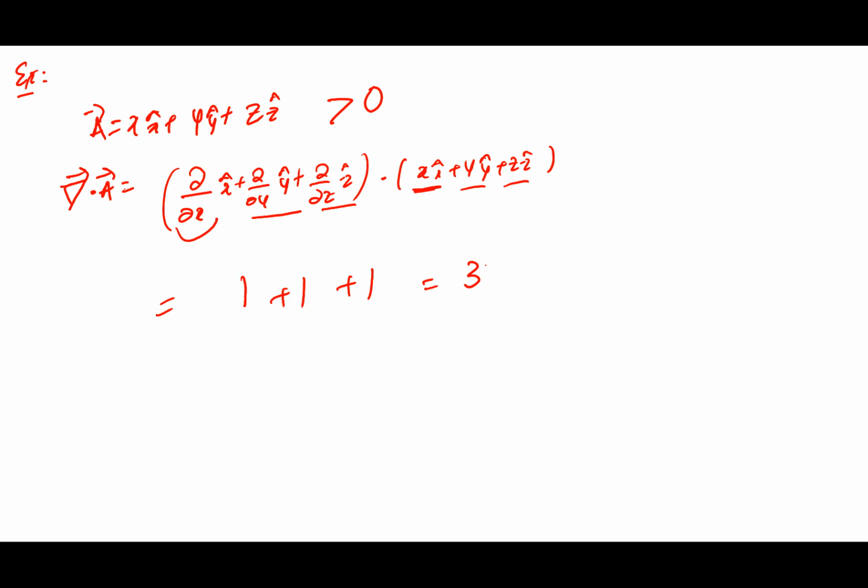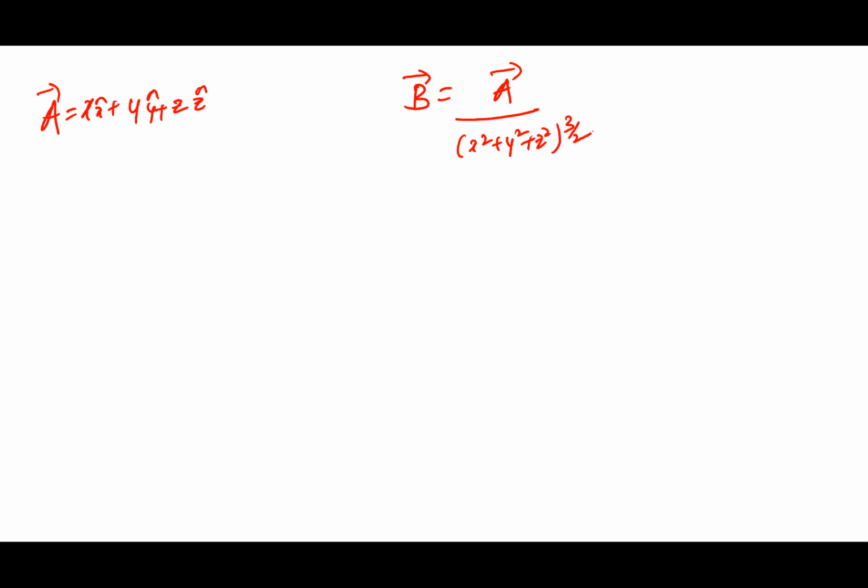Now let's take another vector field that's very similar to A. We'll modify it only a little bit. Let's do it on the next page. So we have looked at A, which has a positive divergence, and I'm going to create another vector field B. That is simply the same as vector field A, but in the denominator you have x squared plus y squared plus z squared to the power 3 by 2. So now let's look at how this vector field B looks when we plot it.